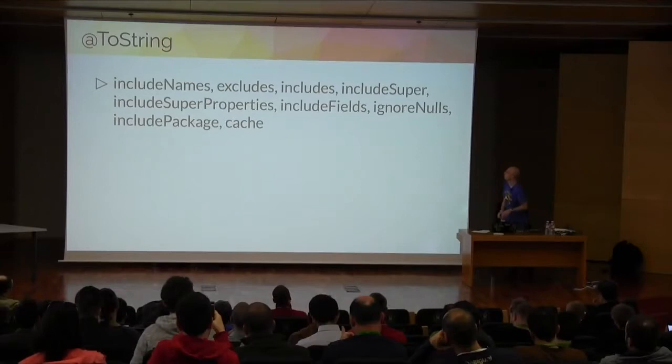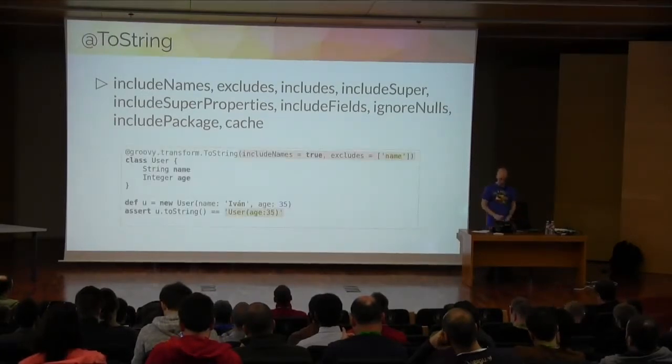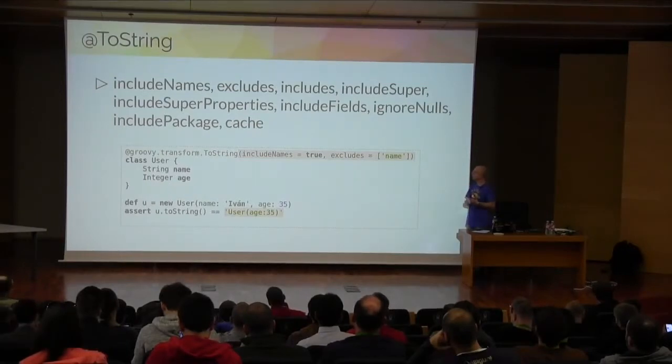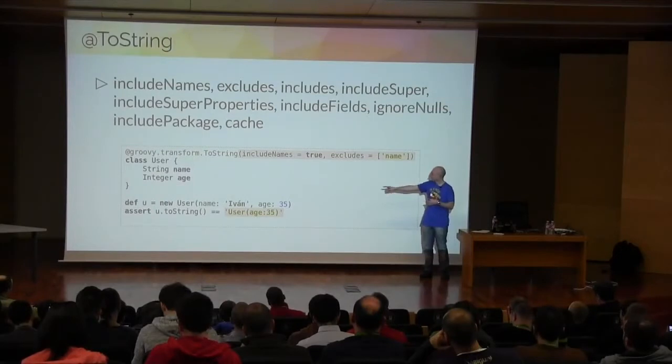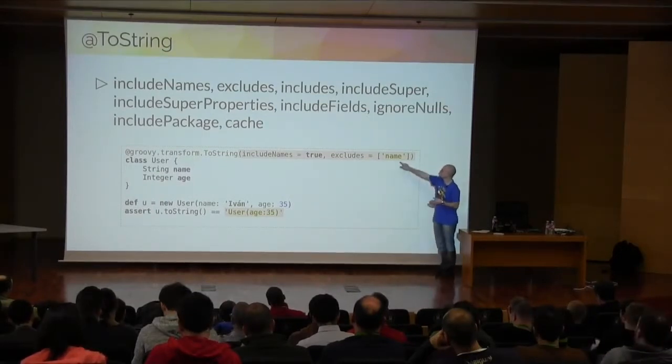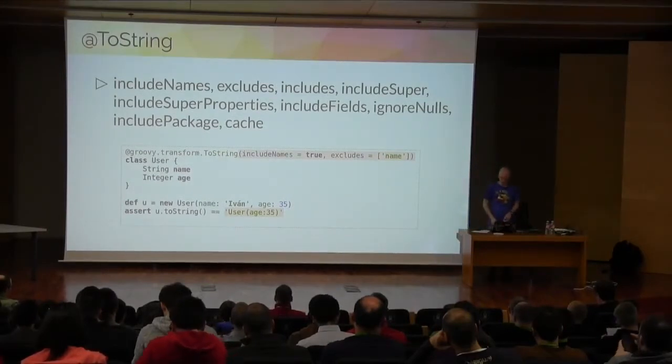And this transformation can also be customized. We can exclude properties, include some, ignore null values. So for example, we can customize the transformation, including the names of the attributes and excluding the attribute called name. Now if I create again the same instance, it will print the attribute age, but as I have excluded name, it will not be generated or printed in the implementation.